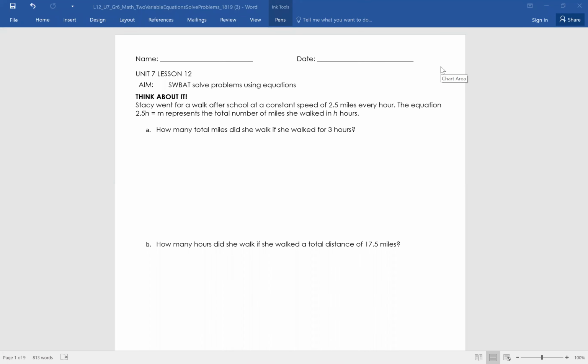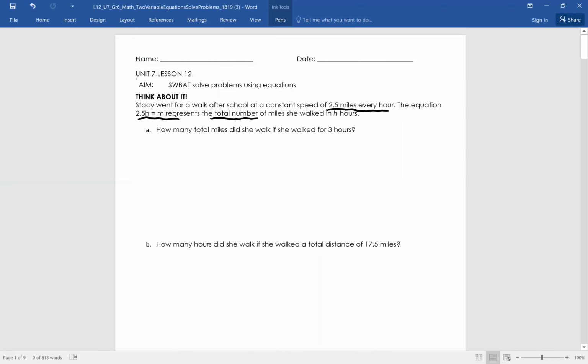All right, guys, let's go ahead and look at Unit 7, Lesson 12. Think about it. Stacy went for a walk after school at a constant speed of 2.5 miles every hour. I'm going to underline that. Maybe important information for me. The equation 2.5h equals m represents the total number of miles she walked in h hours. So I'm going to go ahead and underline that as well. That's what it represents.